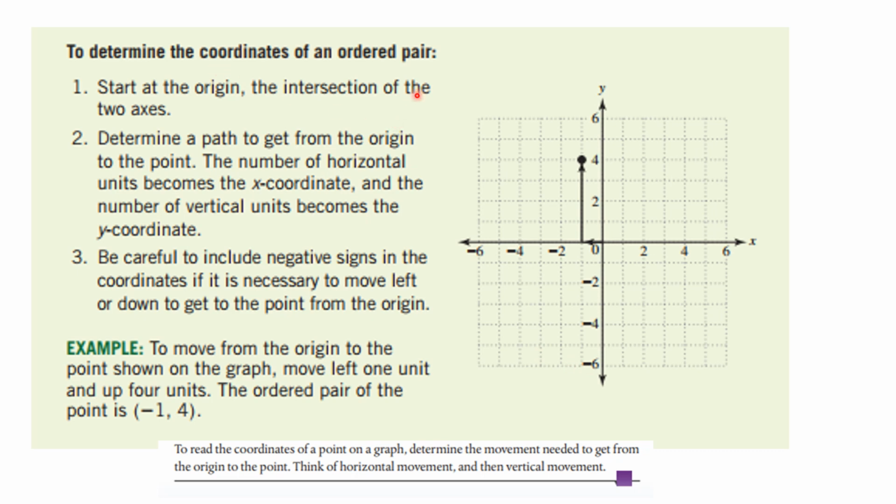To determine the coordinate of a point, you start at the origin, the intersection of the two axes, and determine a path to get from the origin to that point. The number of horizontal units becomes the x-coordinate, and the number of vertical units becomes the y-coordinate. Be careful to include negative signs in the coordinates if it is necessary to move left or down to get to the point. So to move from the origin to this point, which is up here, we move one left. That was -1, 4. So the ordered pair here is (-1, 4). So to read the coordinates of a point on the graph, determine the movement needed to get from the origin to the point, and think of horizontal movement and then vertical movement for the x and then the y.